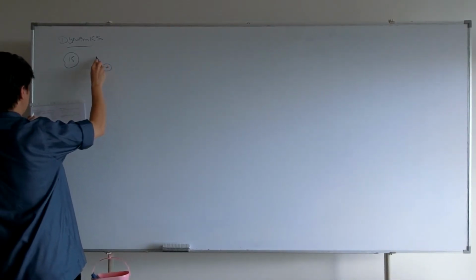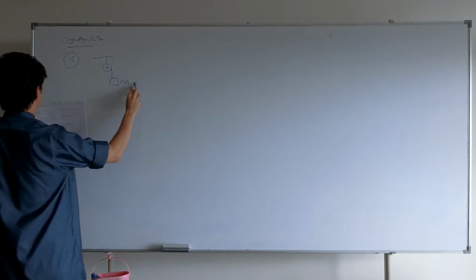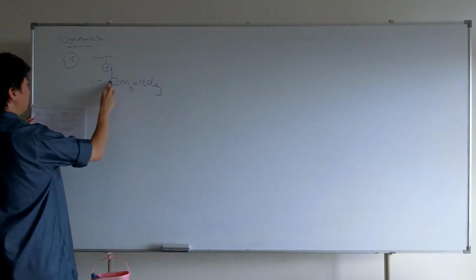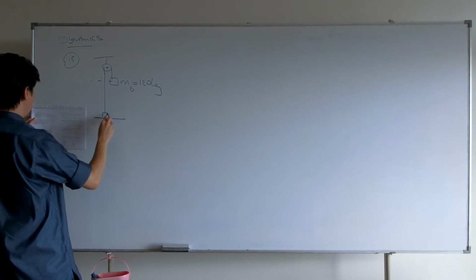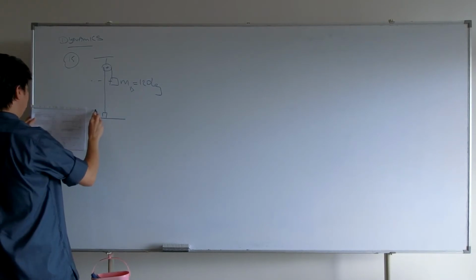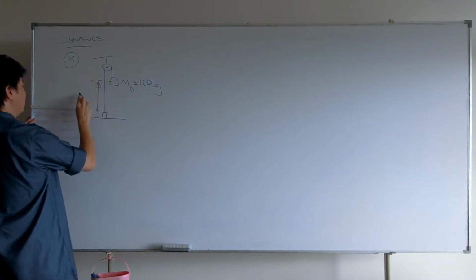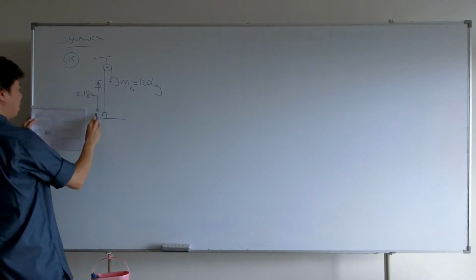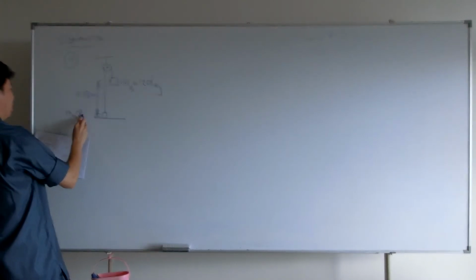Answering question 15. This time the diagram, you have a pulley here. It's connected to a mass, a barrel of 120 kilograms. Then you have it connected to a string here, which connects to the ground to a stick. And you have 18 meters here, and you have a man here of 80 kilograms. Mass of man equal to 80 kilograms.